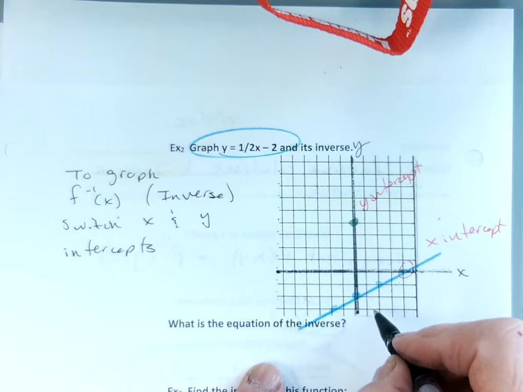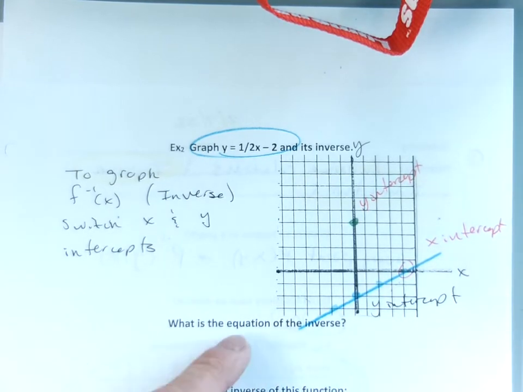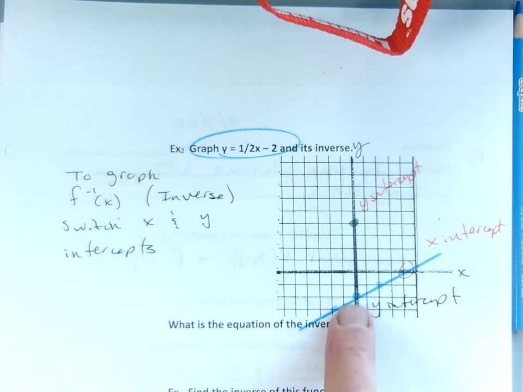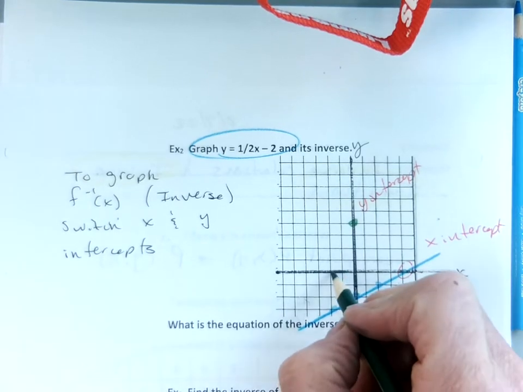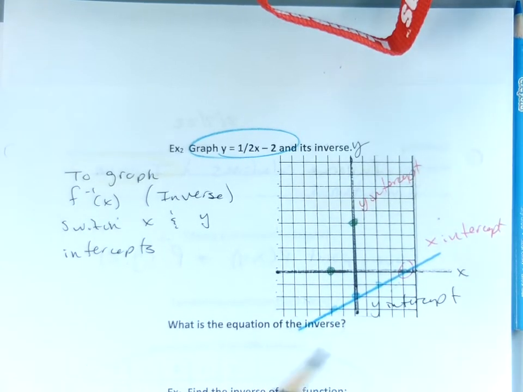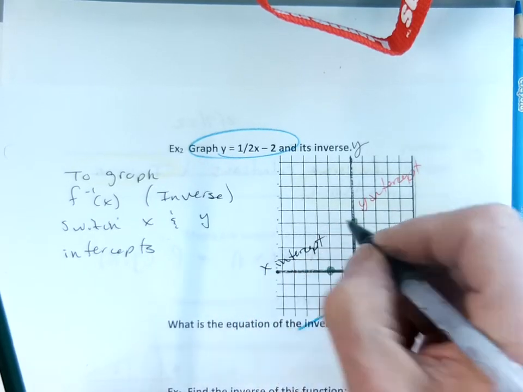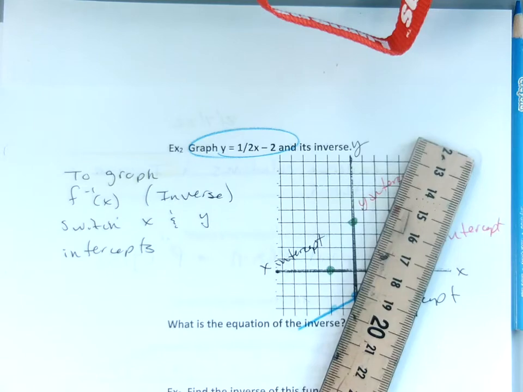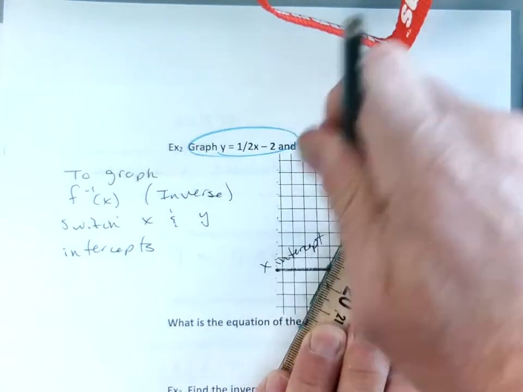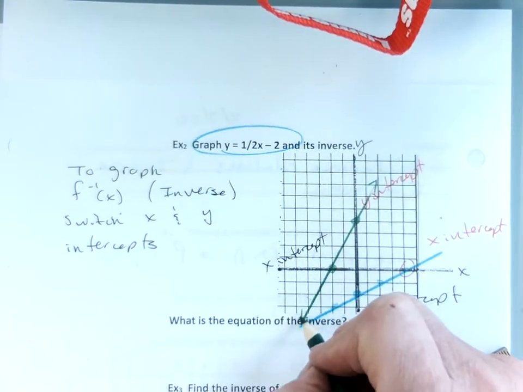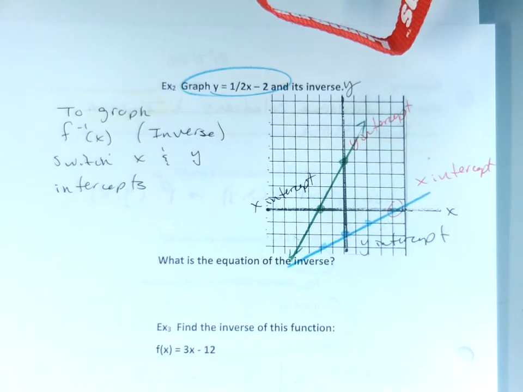And this y-intercept has to become an x-intercept. So I'm at -2, right? This had -2, so it's got to be a -2 on the x-axis, right? There's my x-intercept. All right? Okay, how am I doing?